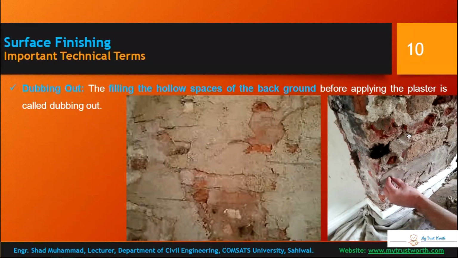To cover that hole we use the dumping out technique. In dumping out, we fill those holes with the appropriate plastering. This is called dumping out. In this wall you can see that dumping out has been carried out, and here this mason is carrying out dumping. Here you can see there are different holes visible.